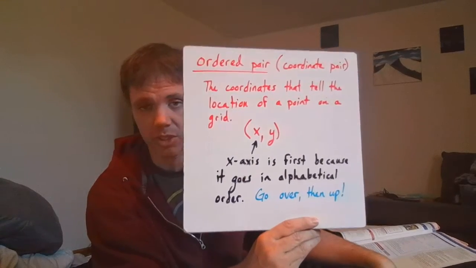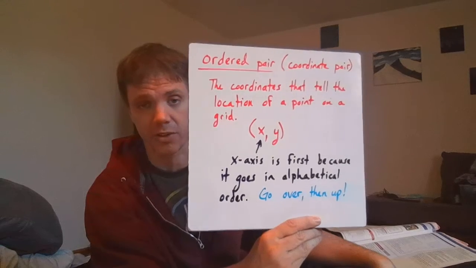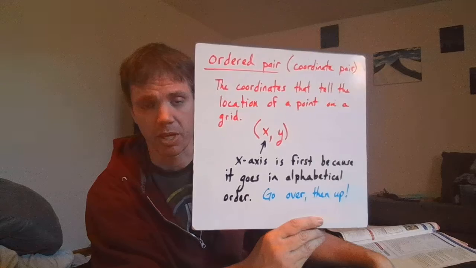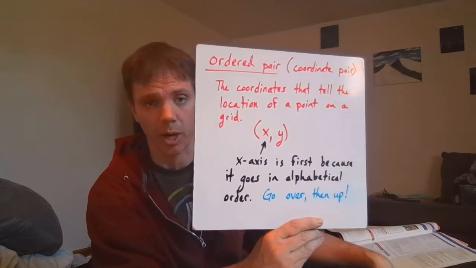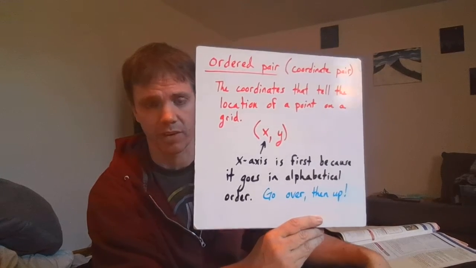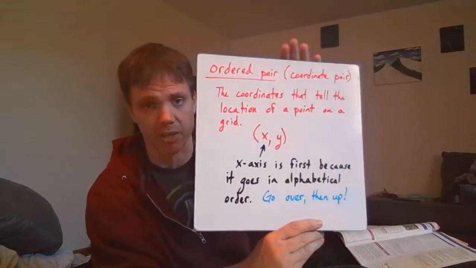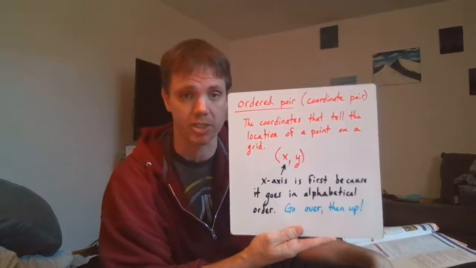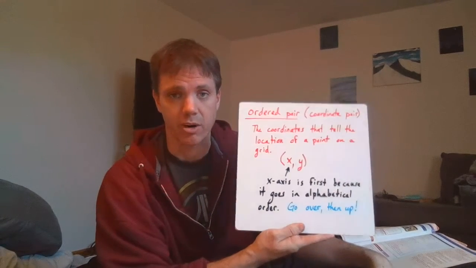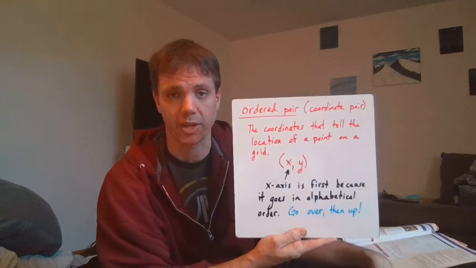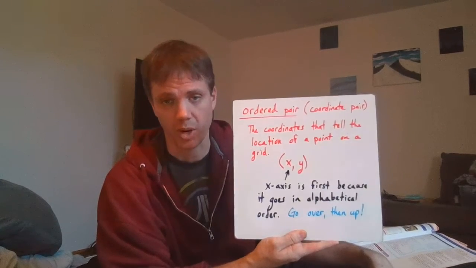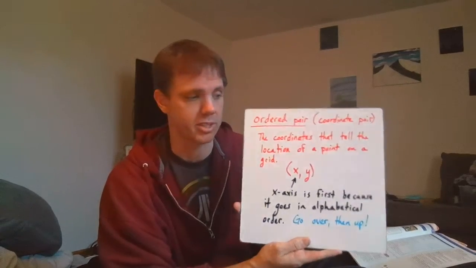And the x comes first, and then the y is second. X is first alphabetically, so that's the way that you can remember that. Basically, you just always go over and then go up. Of course, there will be times where you can have negatives, so you might go over in a negative direction, or go down instead of up. That'll happen later on in future math classes. But for our purposes, it's always in the positive, so you always go over to the right, and then you go up some distance. So let's take a look at a couple examples here.